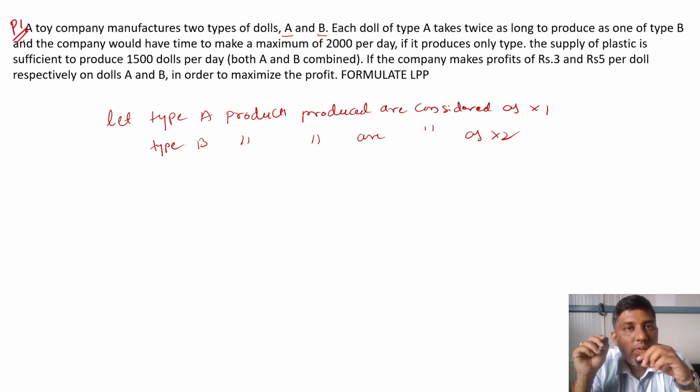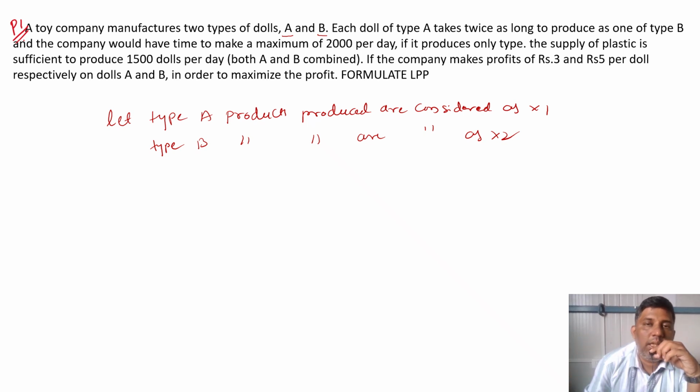A toy company manufactures two types of dolls, A and B. Each doll of type A takes twice as long to produce as one of type B, and the company would have time to make a maximum of 2000 per day. If it produces only type B, the supply of plastic is sufficient to produce 1500 dolls per day, both A and B combined. If the company makes a profit of rupees 3 and rupees 5 per doll respectively on doll A and B, in order to maximize the profit, formulate the LPP. So here we are not solving the problem, we are just formulating it first.